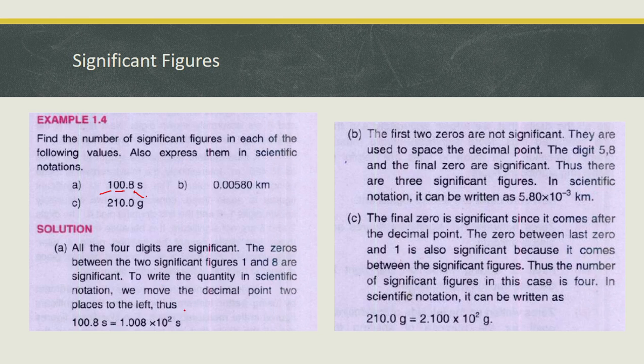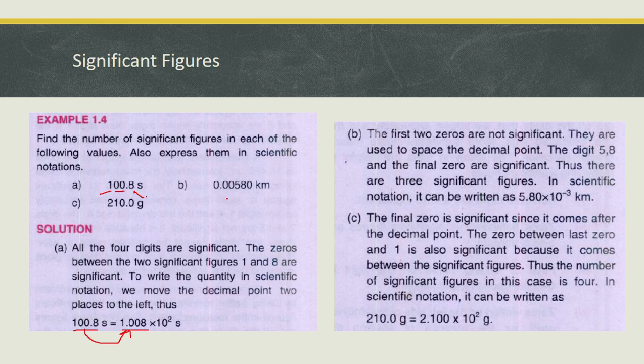So if we write in scientific notation, we can write 100.8 as 1.008 times 10 raised to power 2. Similarly, when we convert this number into scientific notation, it also has 4 digits multiplied with the power of 10. So these 4 are significant.